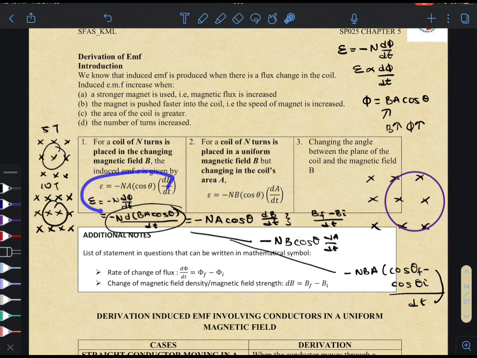So however, you don't have to memorize all these 3 equations. You don't have to memorize all 3 of them. Okay, you can simply derive from this one. What is important is we understand that flux is BA cos theta. You identify which one will change here.